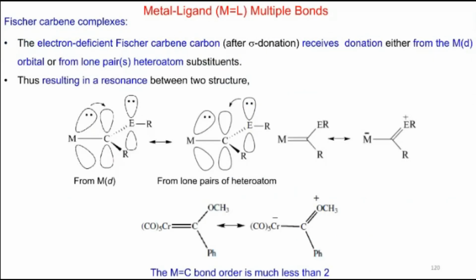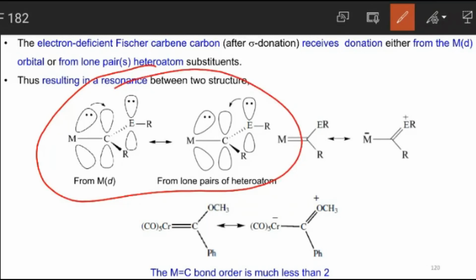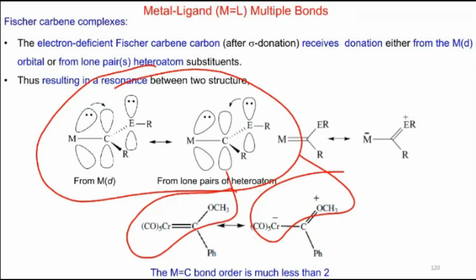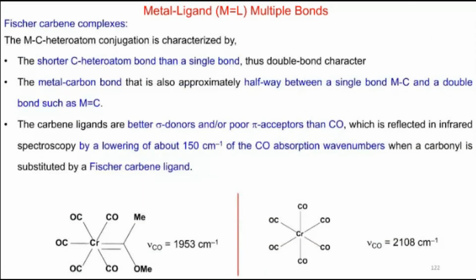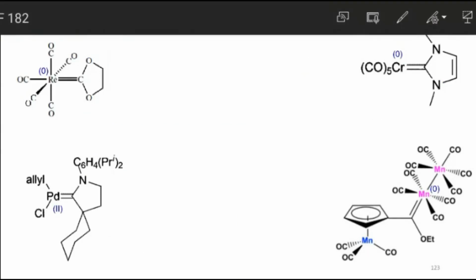When you do an interesting analysis of the Fischer carbene and Schrock carbene, the Fischer carbene has additional stability because of resonance. Look here, this is the additional resonance structure. Therefore, Fischer carbenes are generally more stable than Schrock carbenes, because Schrock carbenes do not have this kind of heteroatom and are therefore less stable. This is the comparison. Look at these examples of the Fischer carbene: in all of them the metal center is attached only with the carbon atom.